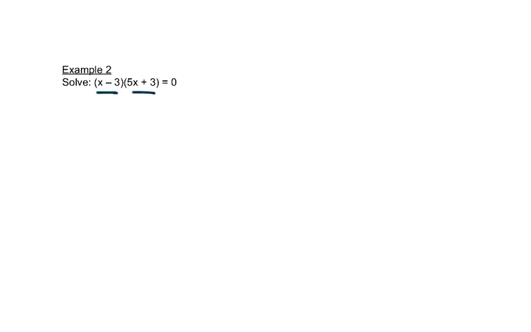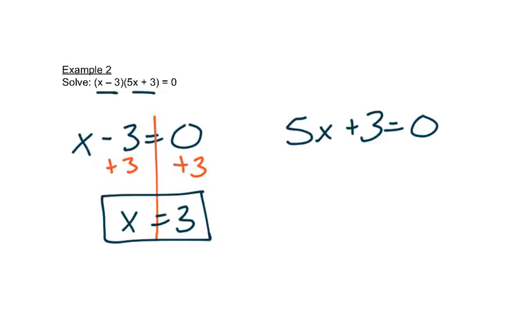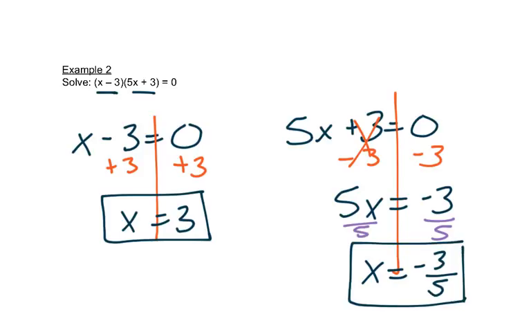This problem is also already factored, so we can just set each factor equal to 0. And we'll solve each smaller equation. We'll add 3 to both sides, and that gives us 3 as one of our answers. Here we'll subtract 3 from both sides, and that gives us 5x equals negative 3, and then we'll divide both sides by 5, and we get x equals negative 3/5. So again, two answers because it's a quadratic equation.